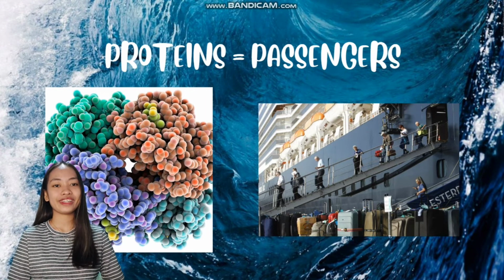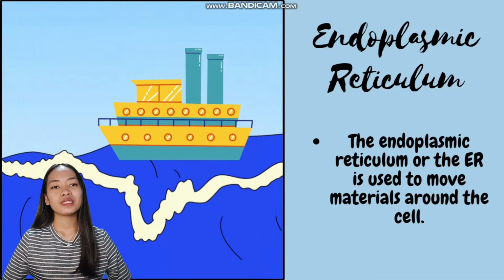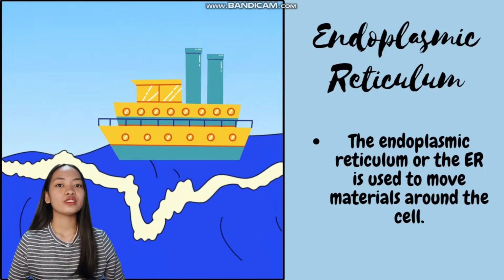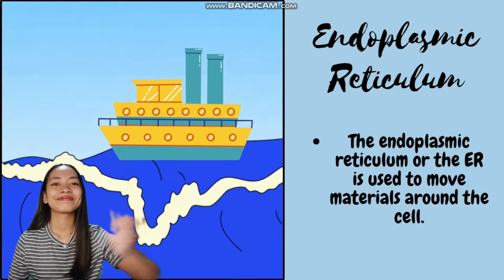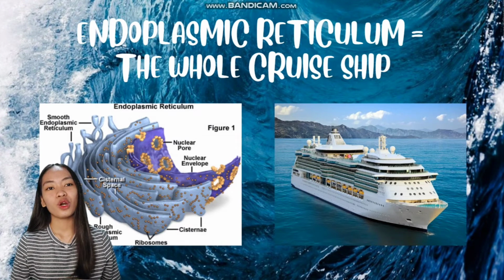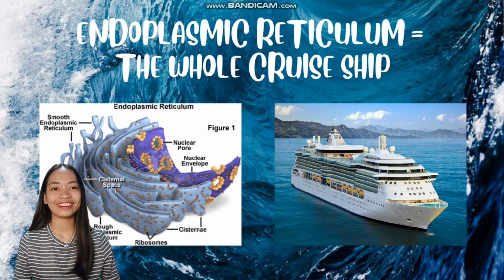A cruise ship will not be successful if it does not have passengers, who are the instrument for the ship to function properly. So next is the endoplasmic reticulum. The endoplasmic reticulum, or the ER, is used to move materials around the cell. This can be compared to the whole ship because the ship brings the passengers to the destination.